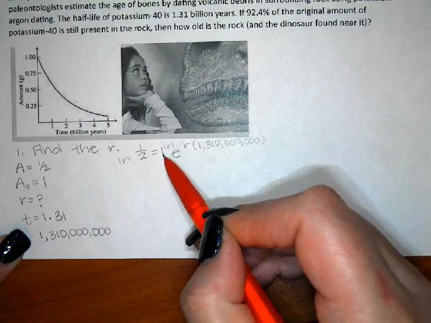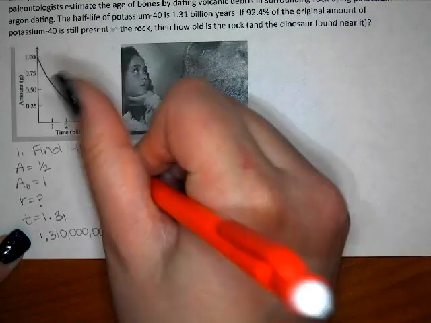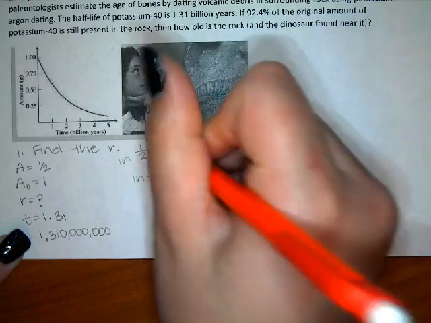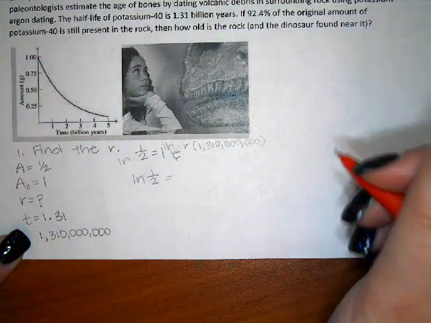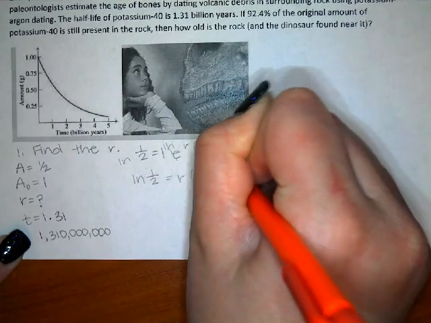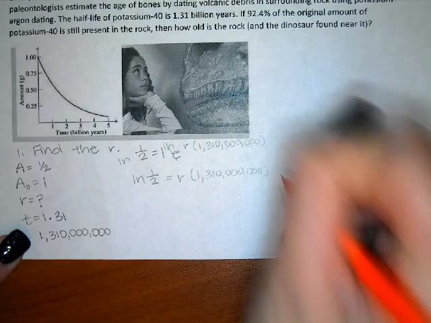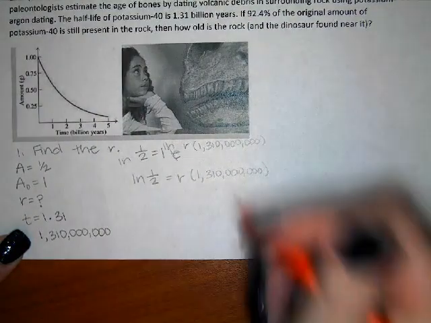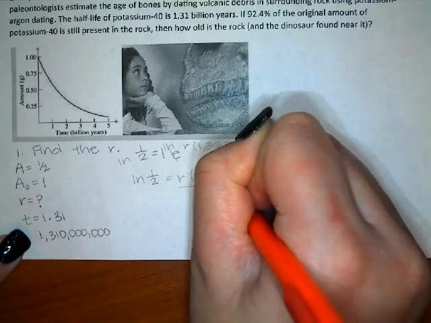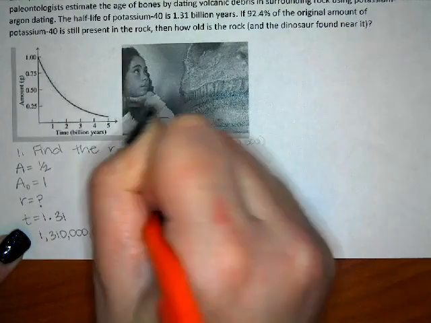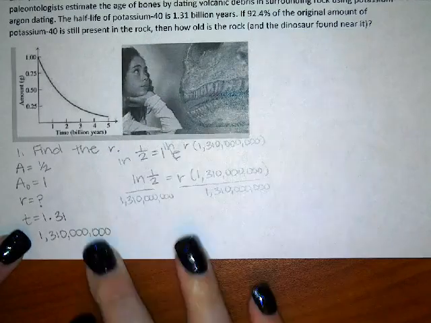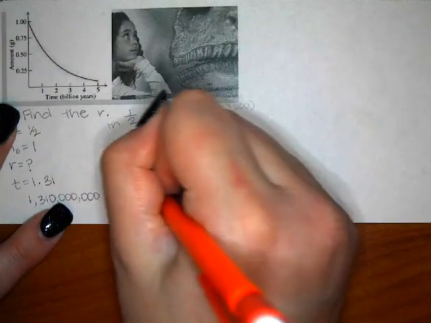If I had used something other than 1, then I would have had to divide that number first. So r times 1,310,000,000 equals ln of 1/2, whatever that happens to be. And then I'm going to go ahead and divide by the 1.31 billion. And this r value that I'm getting is not going to be very nice because of how large the number is that I'm dividing by.